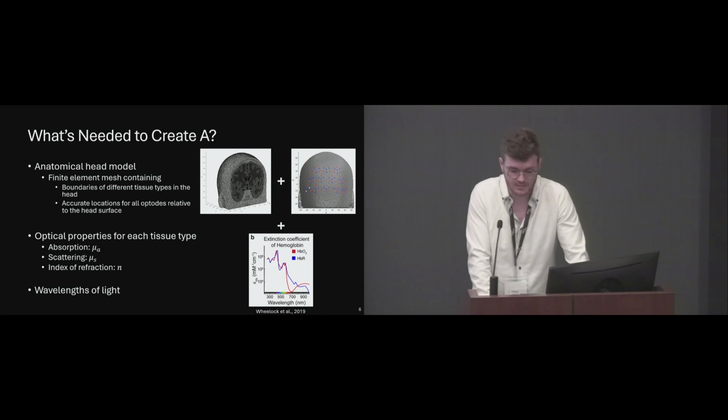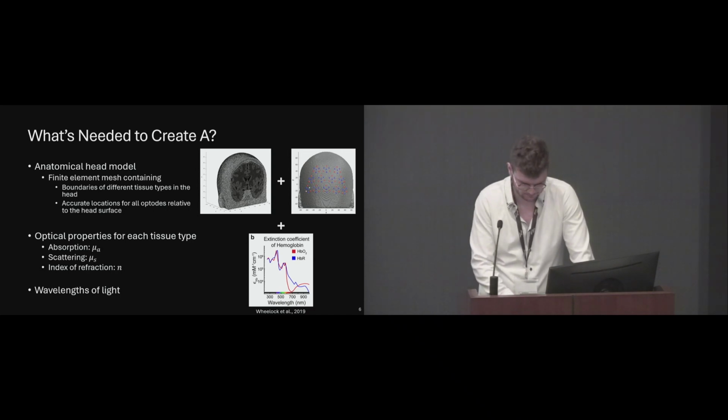So in terms of pieces, what do we need to create A? Firstly is our anatomy. We need an anatomical head model, which usually is a finite element mesh, which contains the boundaries of the different tissue types within the head, and then also accurate locations for all the optodes relative to the head surface. And we'll get into what we mean by accurate locations for the optodes in just a little bit. In addition to the head model, we also need optical properties for each of our tissue types, such as absorption, mu-A, scattering, mu-S, and then the index of refraction, which is n. And then lastly, we need the wavelengths of light that our system is using, which is always dual wavelengths.